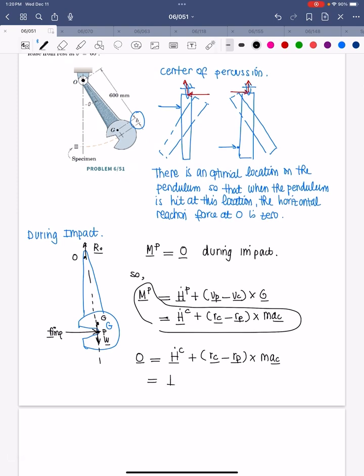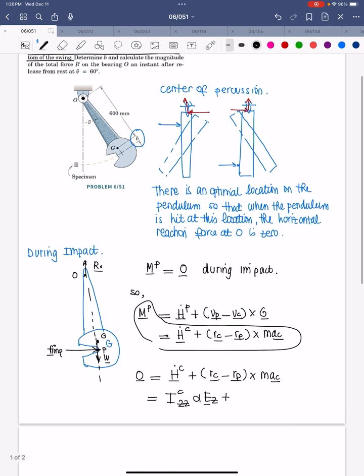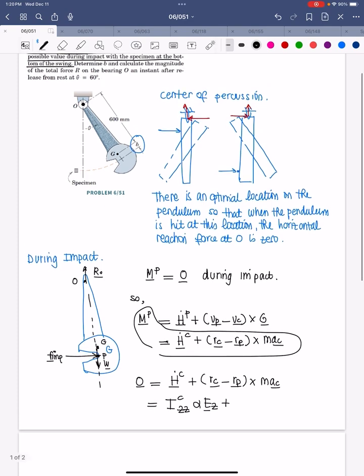H dot C is equal to I_C,zz alpha e_z, and r_C minus r_P, at the vertical position during impact, is this vector, which is equal to B e_y. So this is e_x and this is e_y.